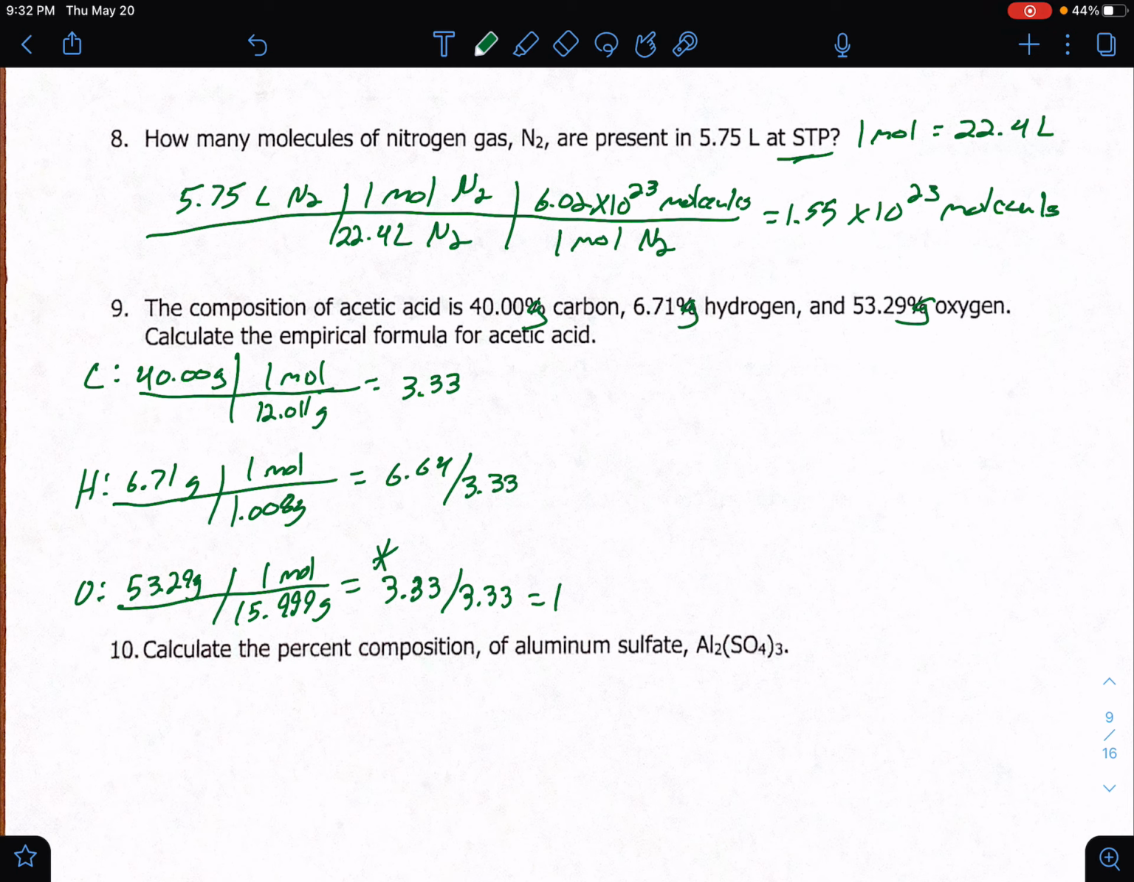Divide this one by 3.33. This comes out to 2. Divide this one by 3.33. And this comes out to 1. So these are nice even numbers. If I landed on something like a decimal, so like 2 was now 2.5, I could not have 2.5. So what I would do is I would multiply everything by 2 just to fix that 2.5. But in this case, I do have all whole numbers. So that means I have 1 carbon, 2 hydrogens, and 1 oxygen. So that is your empirical formula right there.